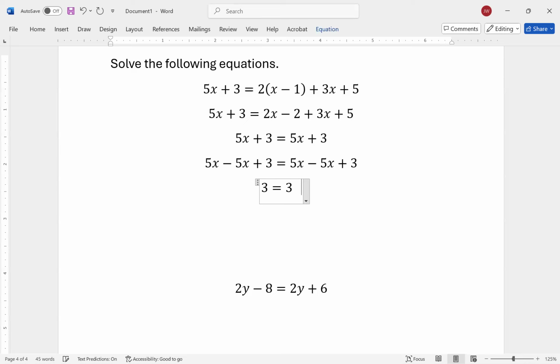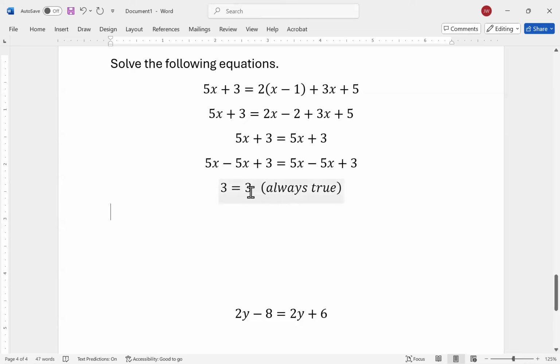Now that statement, just as a note, is always true. 3 is always equal to 3. I'm just writing that down so that we can see it. That's not the solution here. If this is always true, and it's equivalent to this first equation, that means that this first equation is also always true, regardless of what you plug in for x.